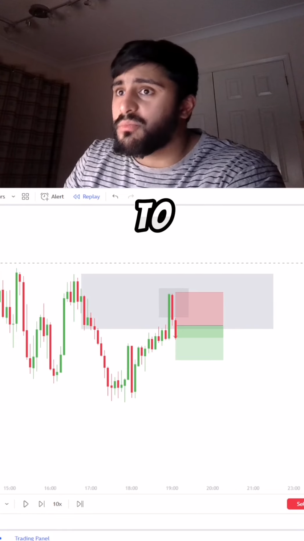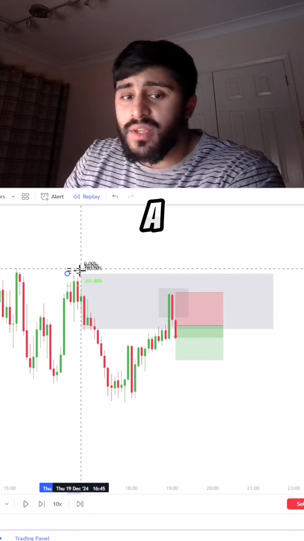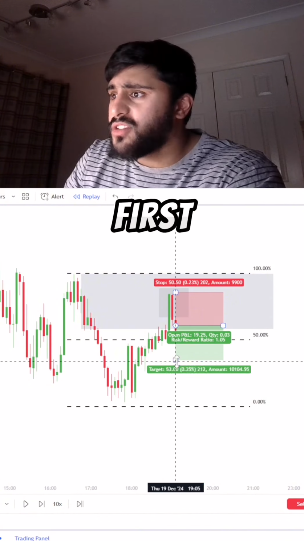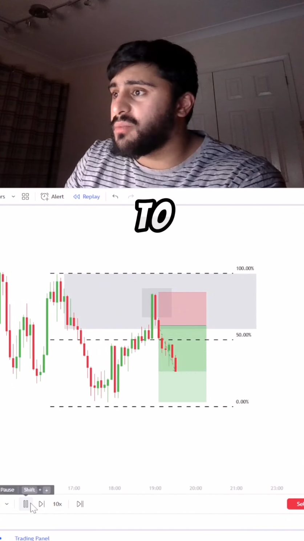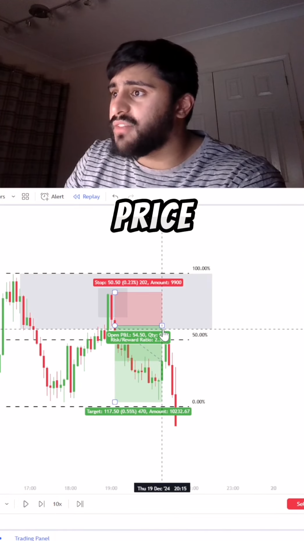You use a Fibonacci tool to target, right? So we have a swing high over here and we have a swing low down here, right? So my first initial target will just be the end of the Fibonacci, right? It will be the end of the dealing range. So if I just continue to play price on, we can see how price eventually rallies down.